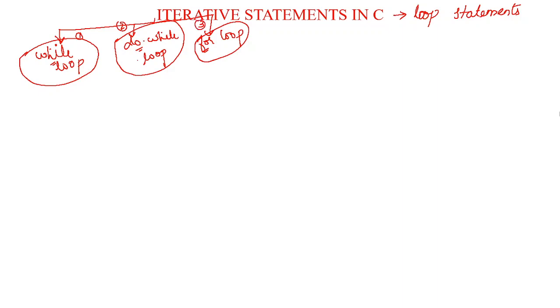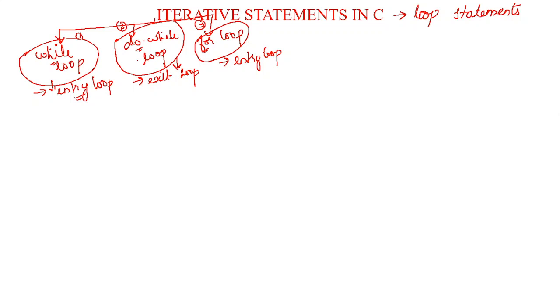Your while loop is also called an entry control loop, whereas your do while comes under the category of exit control loop, and your for loop also comes under the category of entry control loop. What is the meaning of this? Entry control loop means the condition will be checked at the entry point, whereas if the condition is at the exit point, then it is called an exit control loop.